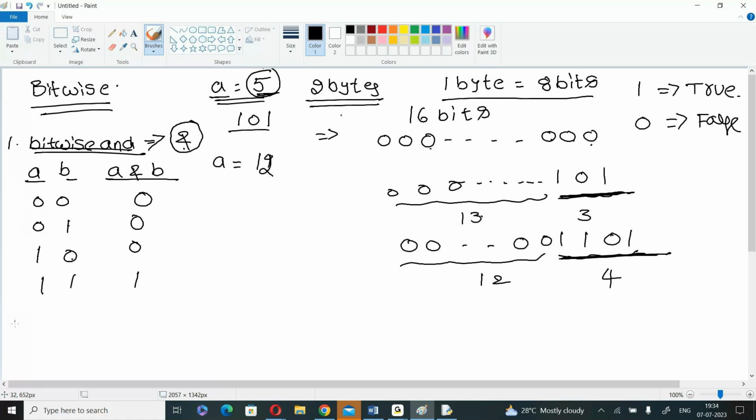Next, the second operator is bitwise OR. The symbol name is pipe symbol. Observe your keyboard above the enter button: you have one symbol, that is the pipe symbol. Now a OR b. OR, you know that one. 0, 0 gives 0; 0, 1 gives 1; 1, 0 gives 1; 1, 1 gives 1. If at least one is true, the result is true.